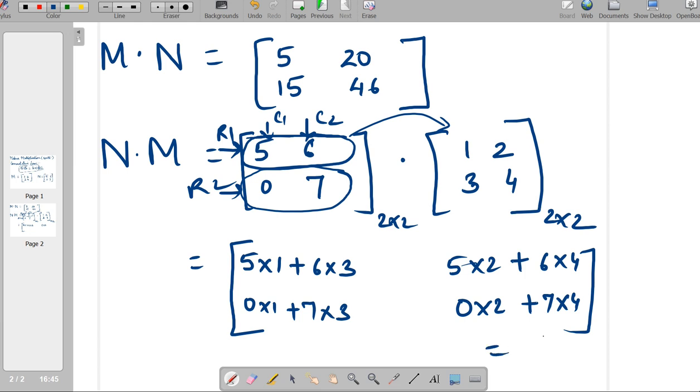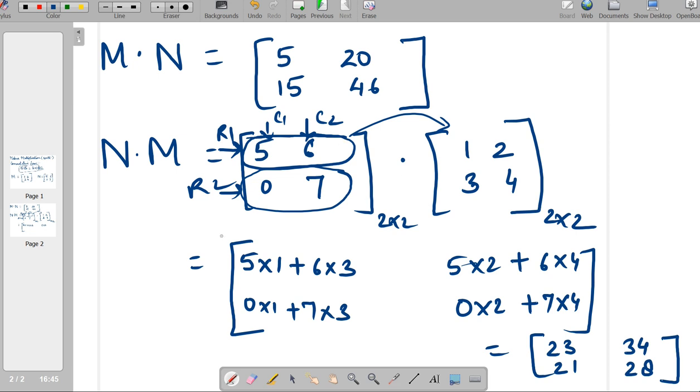What will be the addition of these components? This is 5 ones are 5 plus 6 threes are 18, so 18 plus 5 is 23. This would be 0 into 1 is 0, 7 threes are 21. This is 5 twos are 10 and 6 fours are 24, and 24 plus 10 is 34. And this is 0 into 2 is 0 and 7 fours are 28.